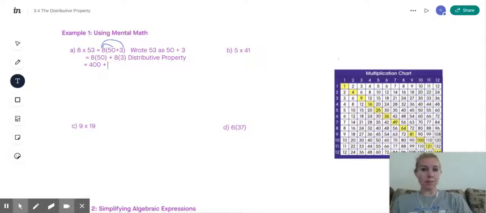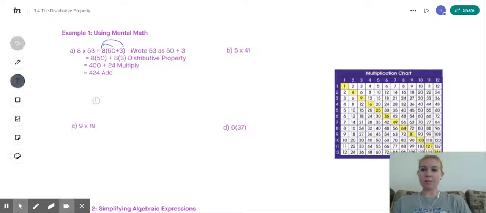Plus, and then 8 times 3, looking at my chart, is 24. And what did we do there? We multiplied. And then we just add 400 plus 24, which is 424. And that's it. So that was a lot easier than solving 8 times 53. All right, let's do another one together.